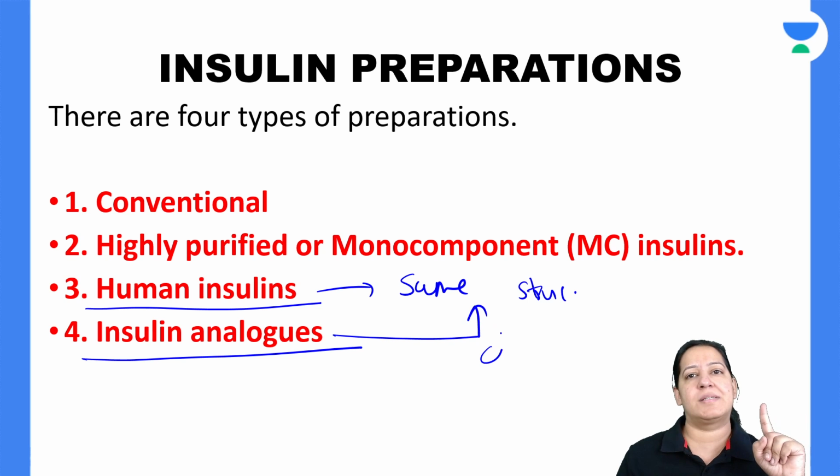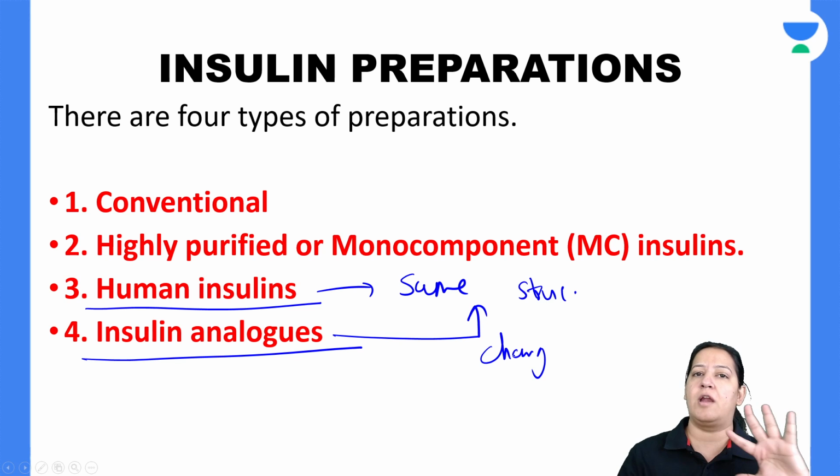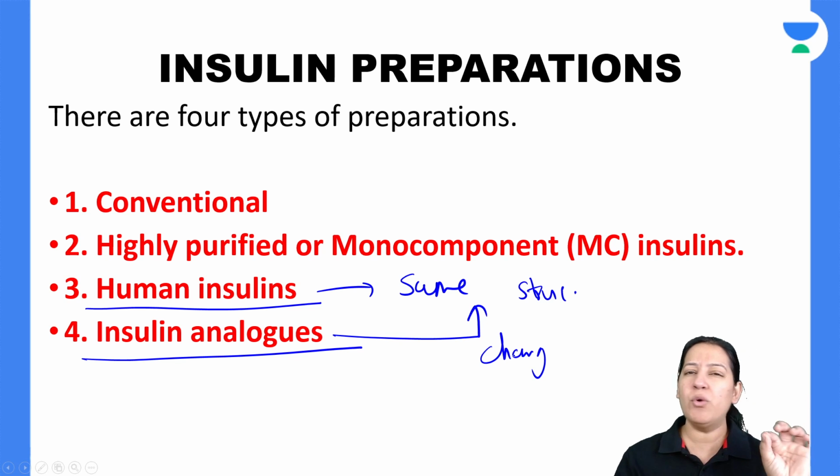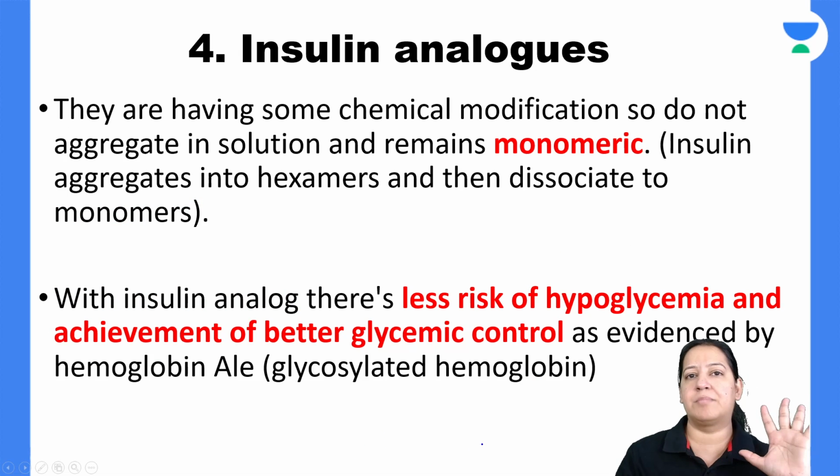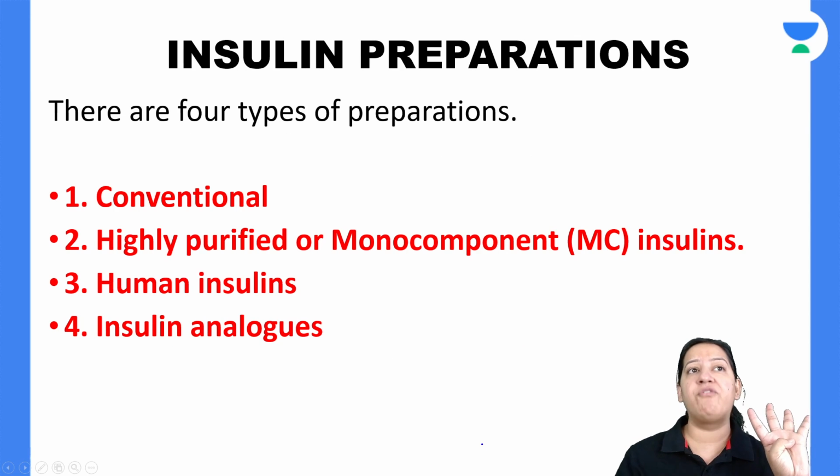Now we will do some changes in this human insulin. So that changed form is insulin analogues. Actually, it is human insulin only, but a few amino acids out of the 51 amino acids, some in alpha and some in beta change, we are changing something to add some extra properties. So insulin analogues are of 4 types.